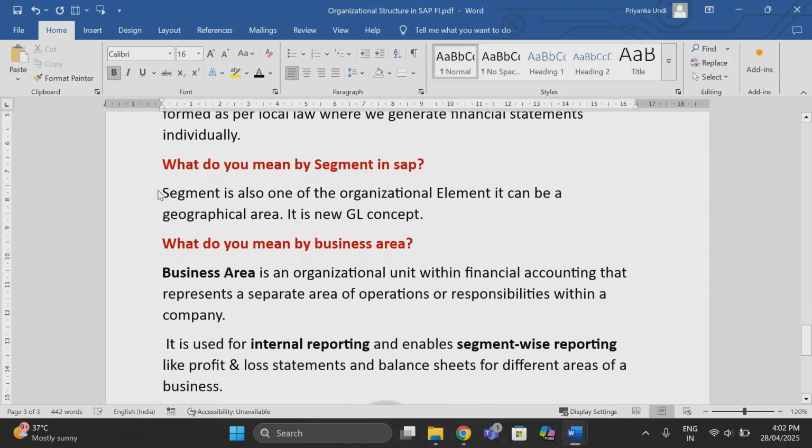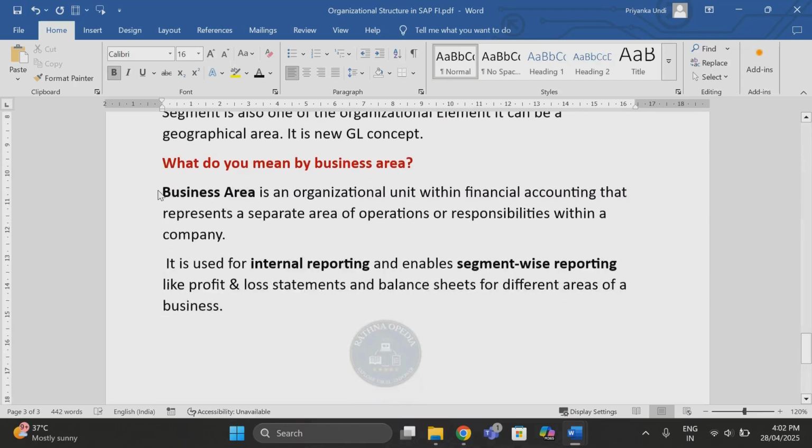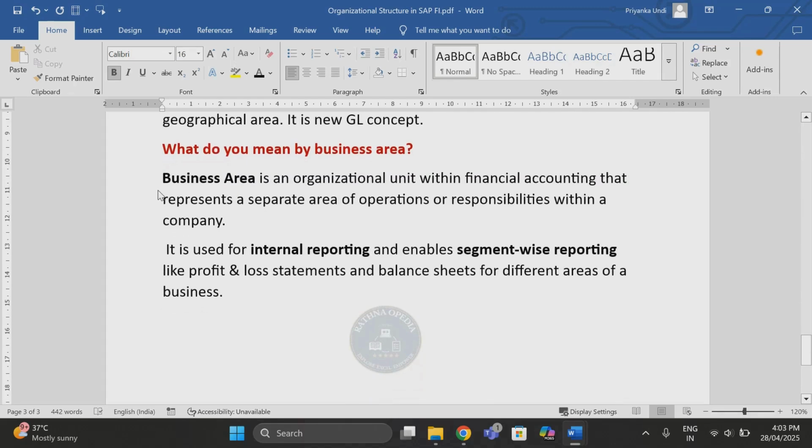And what do you mean by segment in SAP? Okay, we understand company and company code. Then what do you mean by segment in SAP? Segment is also one of the organizational elements. It can be a geographical area, and it is a new GL concept. Then what do you mean by business area?